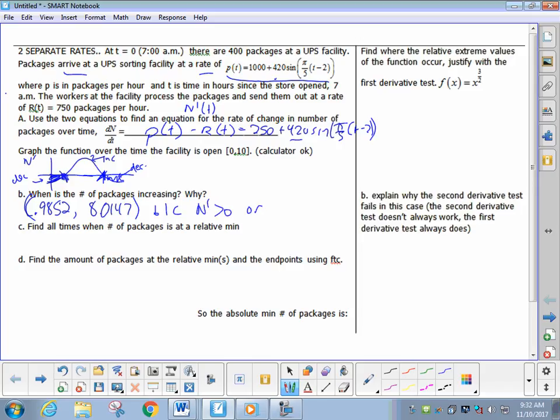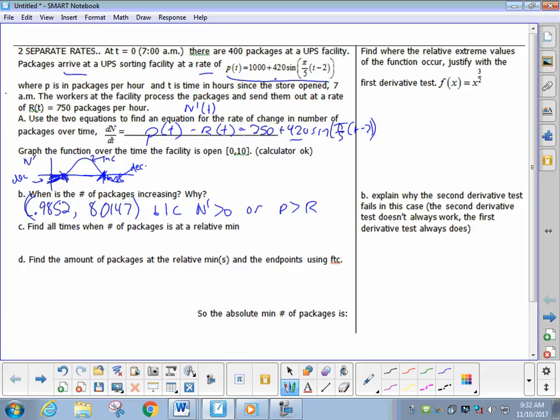You could also say, in terms of how the rates compare, what's going on with the rates in that section? What do the rates compare, P and R? In that case, the number of packages is increasing because P, the rate in, is greater than R, the rate out. You'll see that justified one of those two ways, all right? So far, so good?